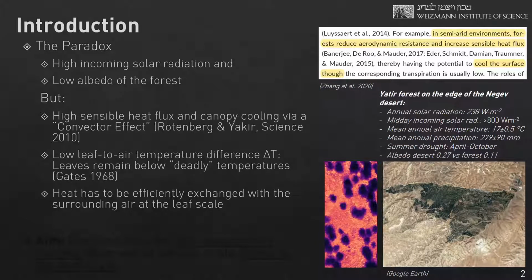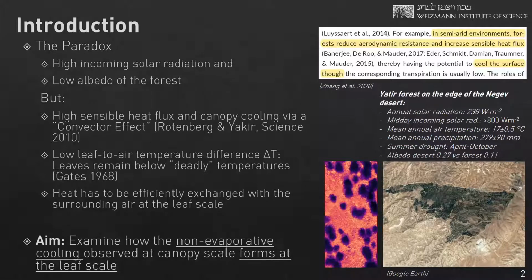However, a large sensible heat flux has led to cooling of the canopy via a convector effect, and this was first observed by Rothenberg and Yakir in 2010. Additionally, low leaf-to-air temperature differences allow leaves to survive the harsh conditions of those dry environments. This means that heat has to be efficiently exchanged with the surrounding air.